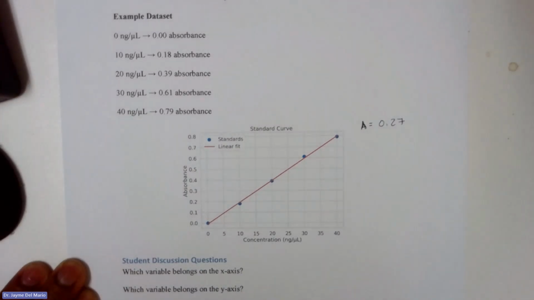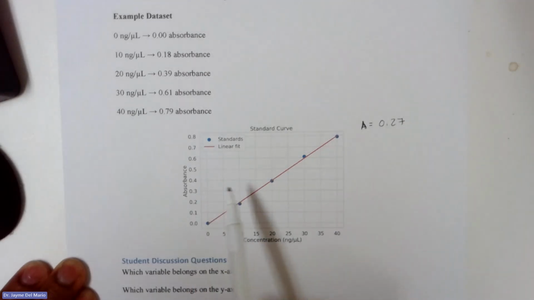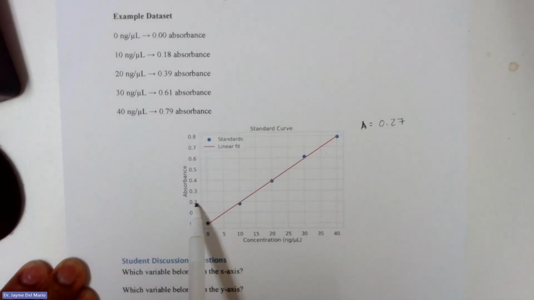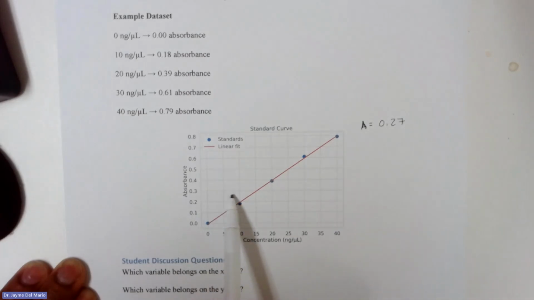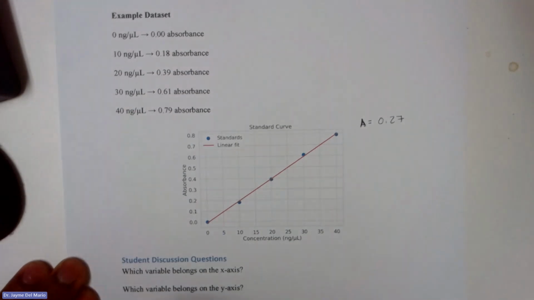Absorbances do not have a unit, so we don't need to worry about adding a unit behind 0.27. If all of my standards are plotted already, and I have an absorbance of 0.27, that will put me in between 0.2 and 0.3, closer to 0.3 than it is to 0.2. So somewhere around here, and my concentration should be in between 10 and 15, okay? That is kind of how you can estimate on the exam, but here's the way to get the exact value.